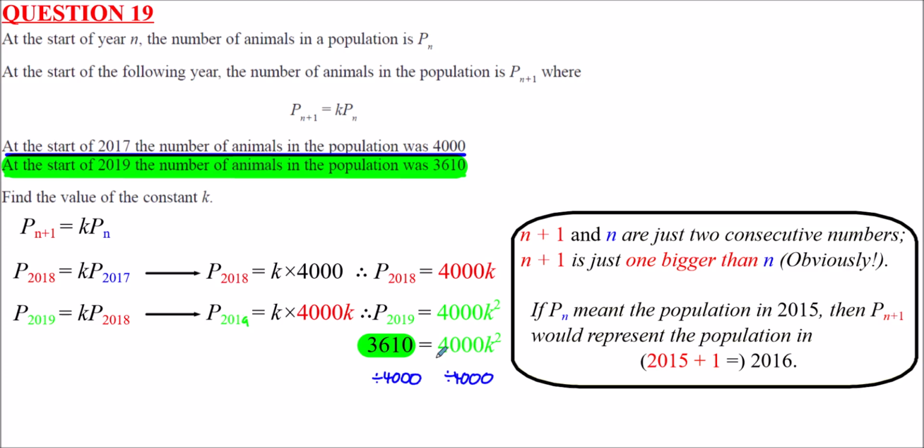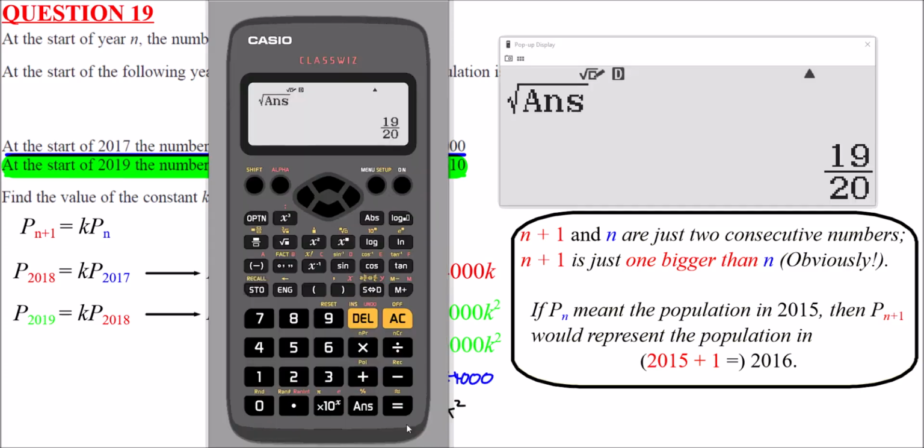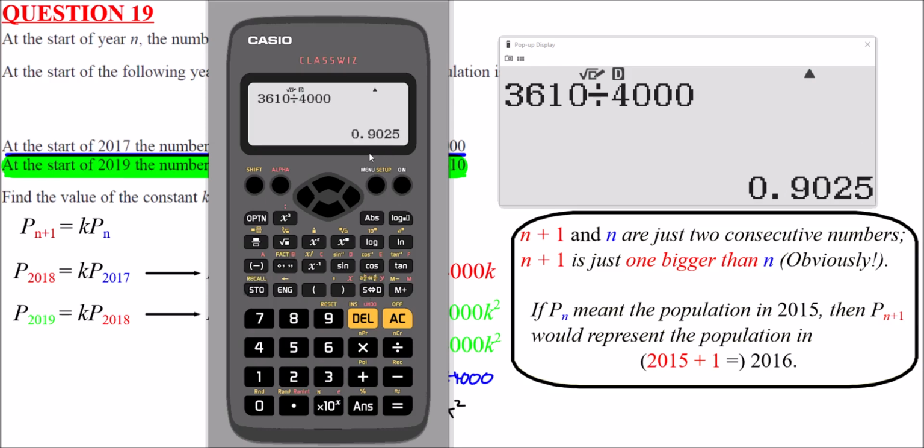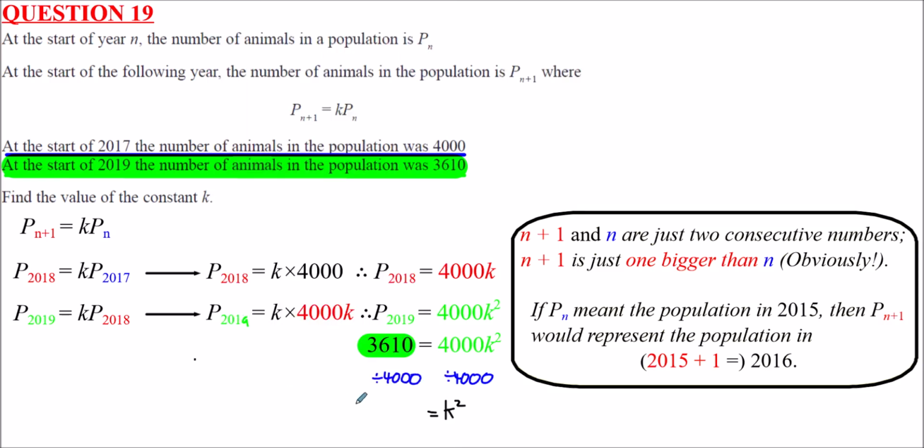That tells us that k squared equals 3,610 divided by 4,000. That gives us a value of 361 over 400, or 0.9025, whichever you prefer. So therefore, final step, k will be the square root of this 0.9025 value.